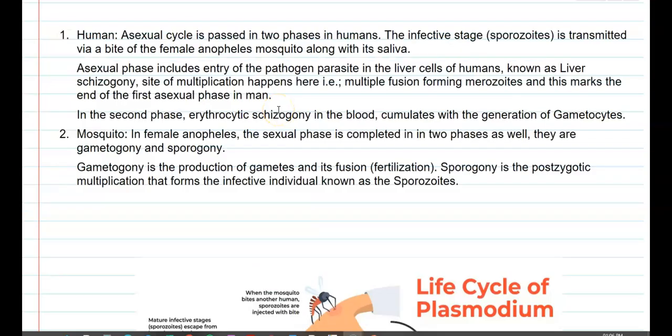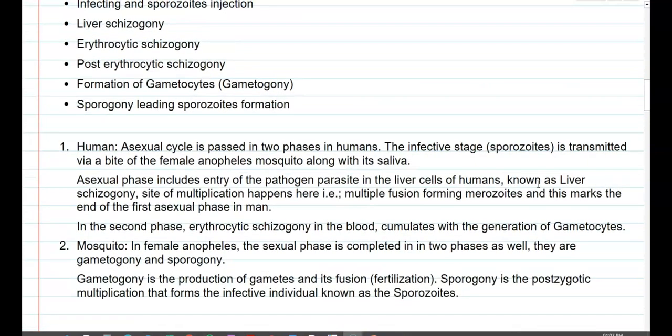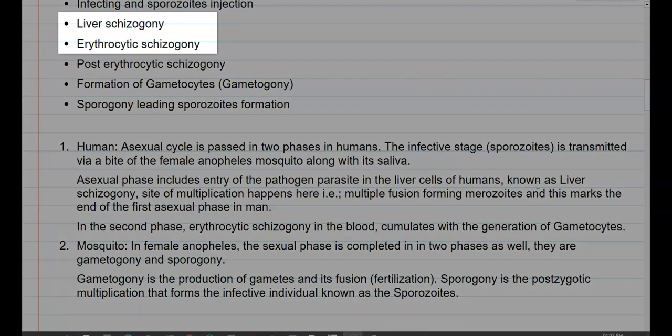Now, we try to look at in detail about the disease progression. As I already told, it requires two different hosts, that is human as well as the Anopheles mosquito, to complete its life cycle. In the human, if you look, two asexual cycles can be noticed in the human system, mainly in the form of liver schizogeny as well as erythrocytic schizogeny.